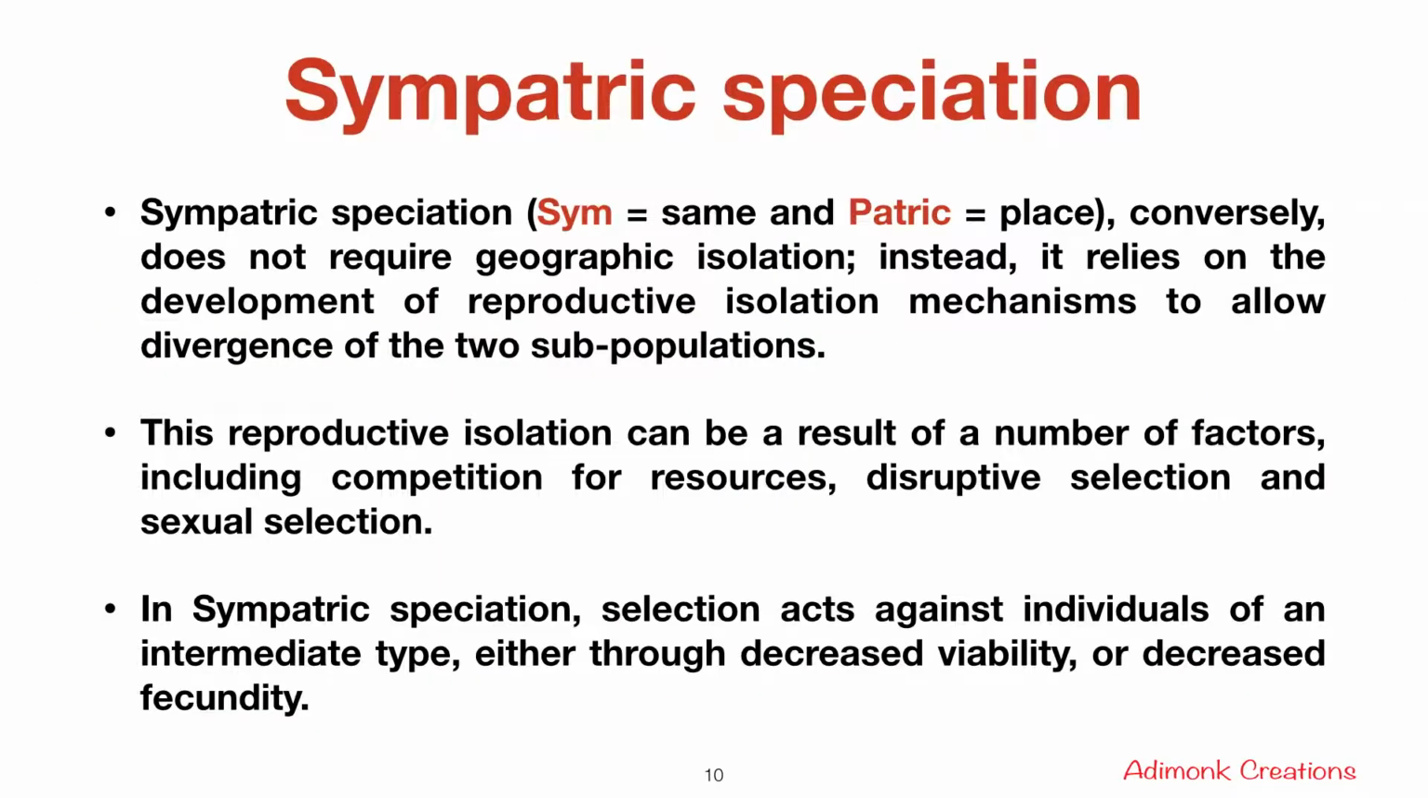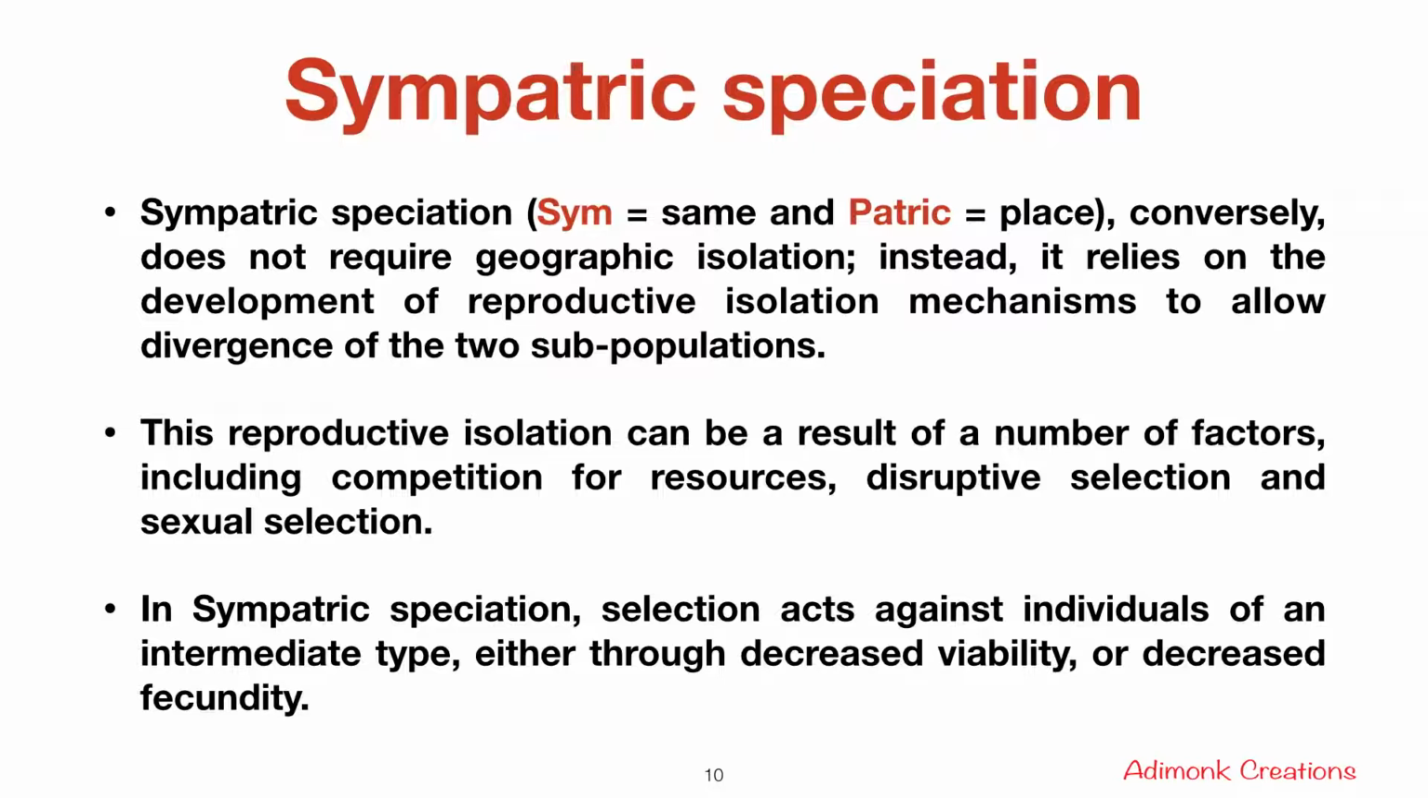Next is sympatric speciation. Sympatric speciation, the term means sym means same, patric means place. So sympatric speciation, conversely, does not require geographic isolation or geographical barriers as in allopatric speciation. Instead, it relies on the development of reproductive isolation mechanisms to allow divergence of the two subpopulations. So here the same population divides into two subpopulations and transforms itself into two new species because of the reproductive isolating mechanism and not just because of the geographical barrier.